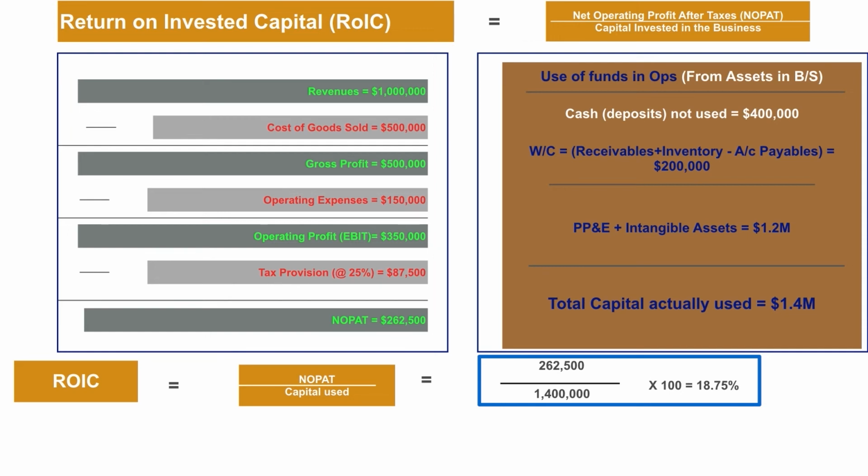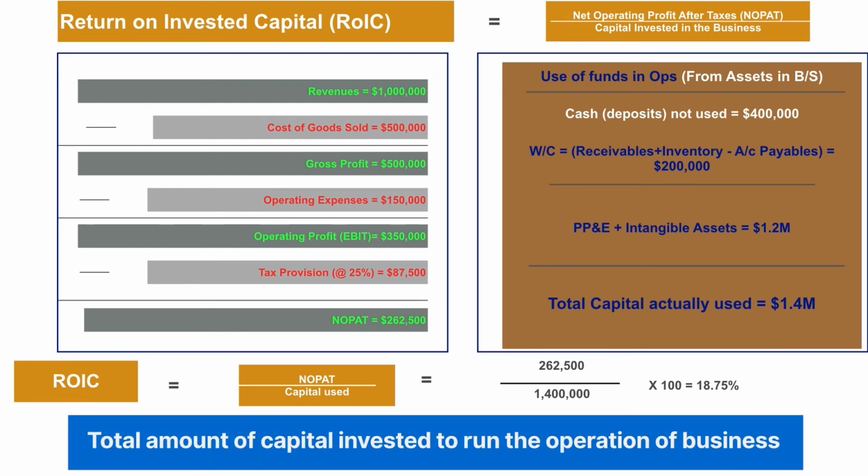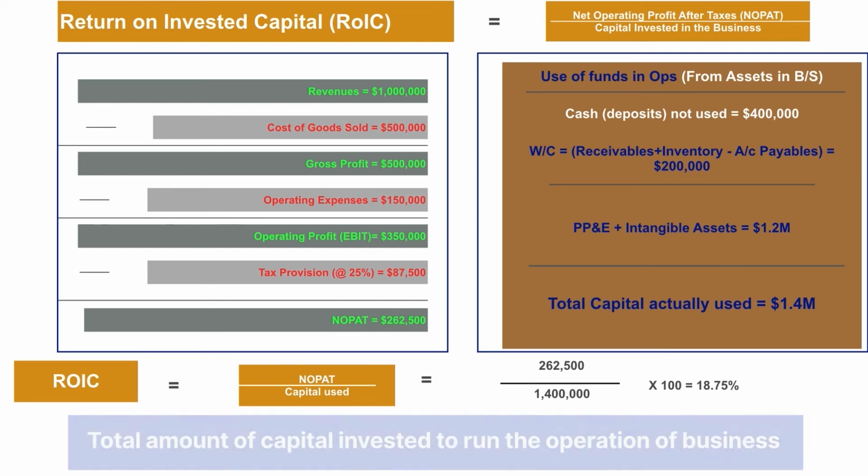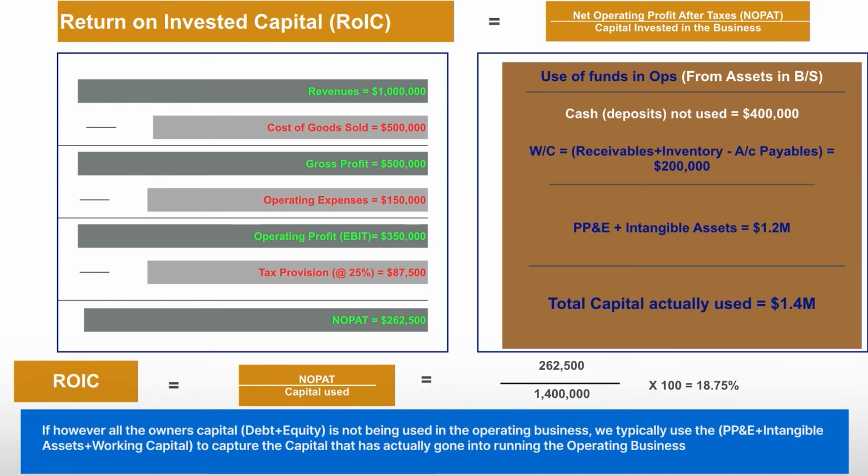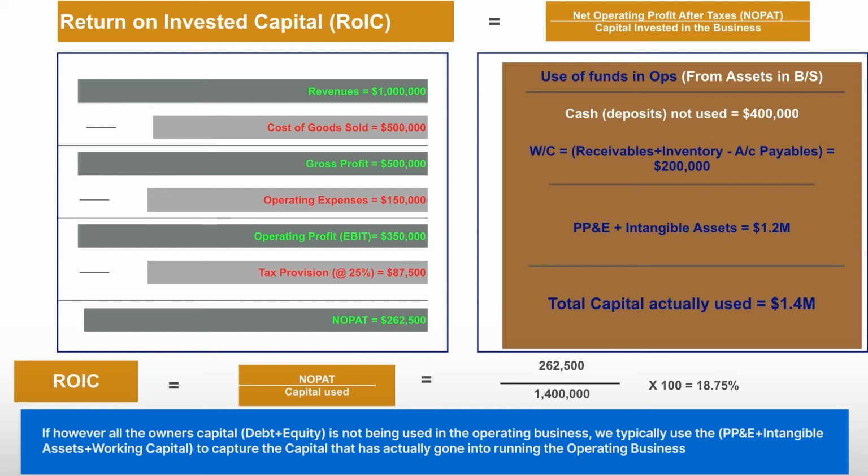18.75%. So to summarize, here what we have done is we have looked at the total amount of capital that has actually been invested in running the operations of the business, and not the part of the capital that has been used in external investments or sitting in a bank deposit. So we see how efficiently the management is using that capital which is running the operations. And the NOPAT takes into consideration the after-tax operating profit that the business is generating.